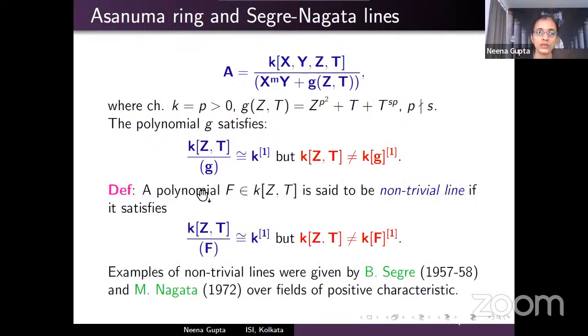So this leads to this definition. A polynomial f is said to be a non-trivial line if it satisfies this, that is, it is a line, but it is not a coordinate. Examples of non-trivial lines were given as early as in 1956 by Segre, and a family of examples were given by Nagata in 1972 over fields of positive characteristic. So it was known that there are polynomials which define a line but which are not coordinates. What if the characteristic of the field is 0?